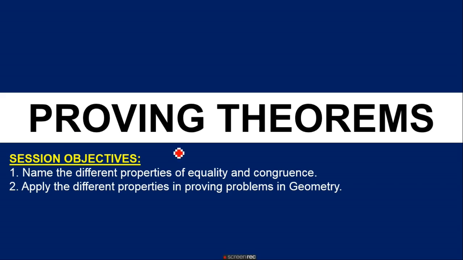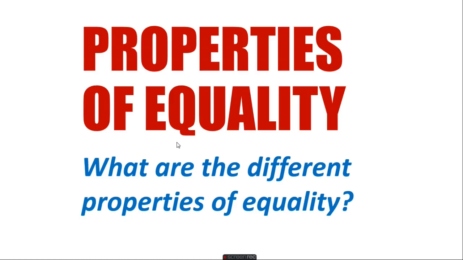So we're going to talk about the different properties of equality and congruence and try to use all of these in proving statements in geometry. Now, when we prove statements in geometry, we are going to use lots of theorems, definitions, and postulates in giving reasons for every statement that we are going to prove. But let us first start with our discussion of the properties of equality.